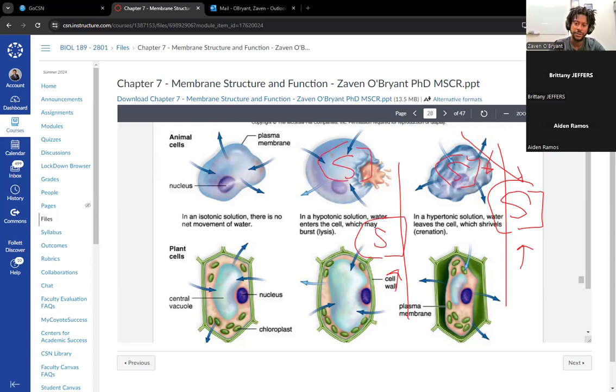The cell here is super salty. So water is moving to the salt, to the solute. Here, the solution is super salty, solute. And so the water is moving to the solute, to the solution in this case. Okay. Thank you.